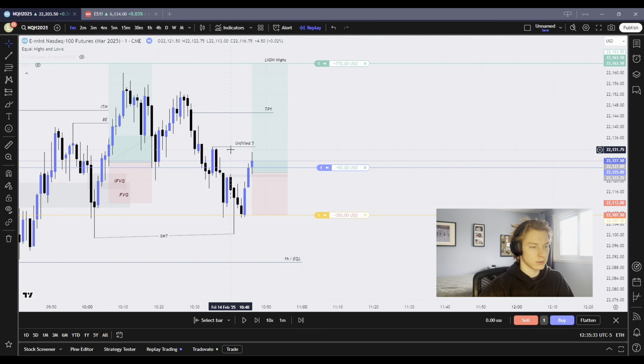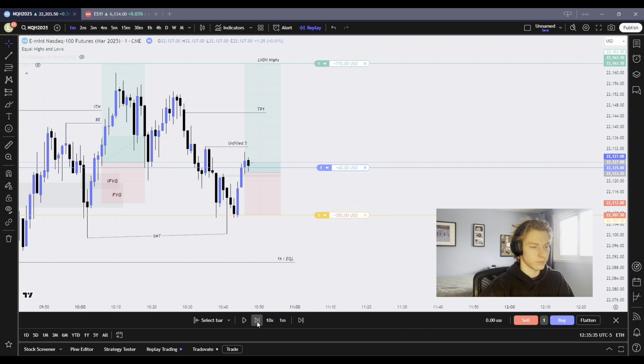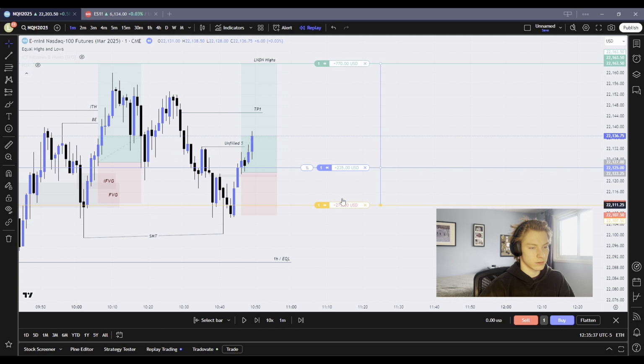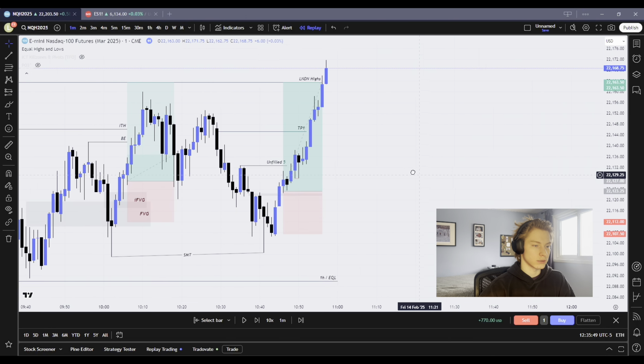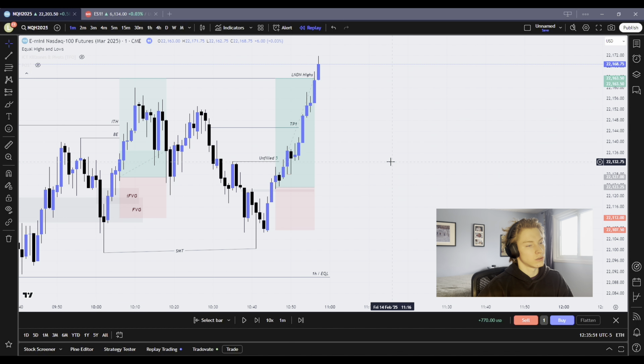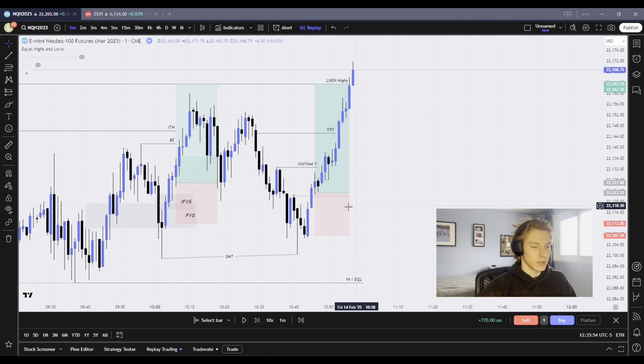And it was a mech considering we have an unfilled 5, right? So tap into that, you go break even here. And TP's hit. And that trade I made 600 on since I went half size-ish. So I mean, yeah, great trade.